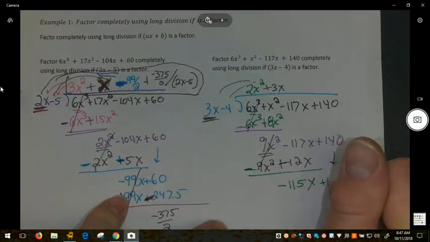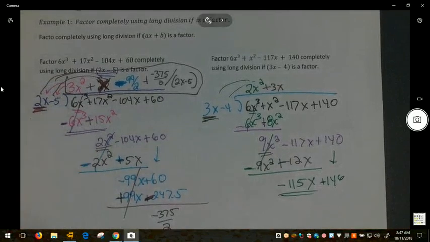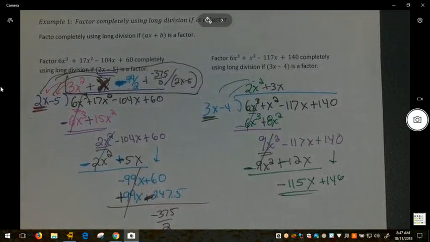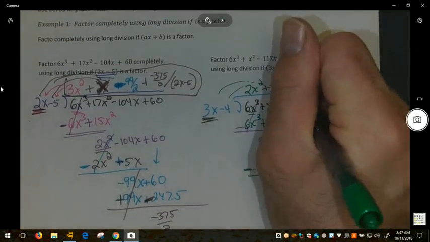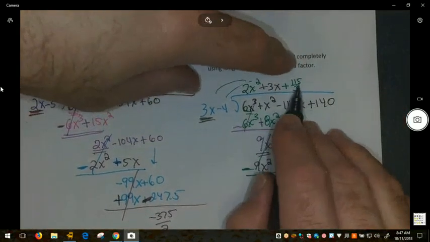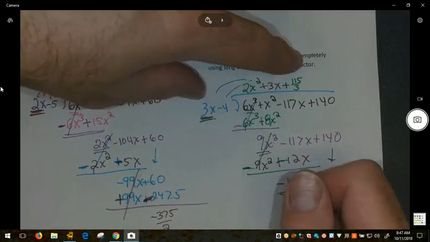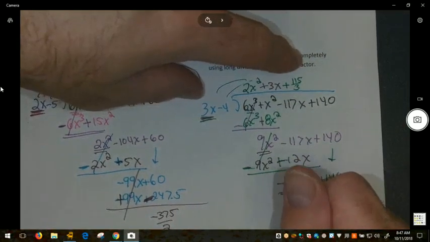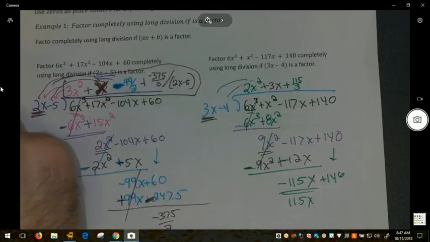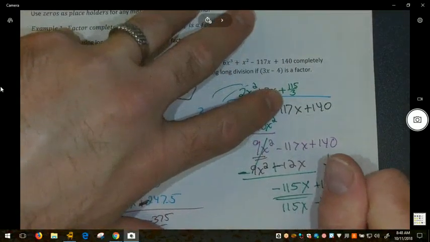Bring down the 140. To multiply to 115, I need to multiply the 3x by 115 thirds. So I'm guessing it's not a factor. Let's take a look. Multiplying that gives us positive 115x. 115 thirds times negative 4 is negative 460 thirds.